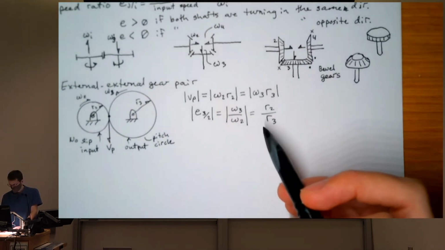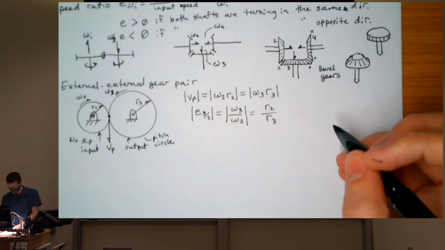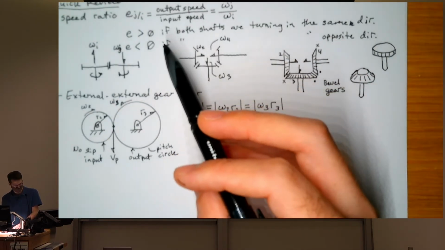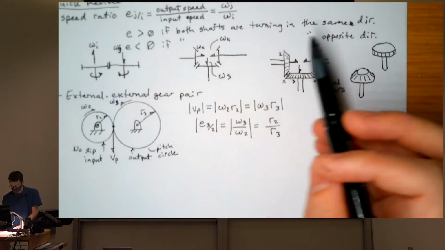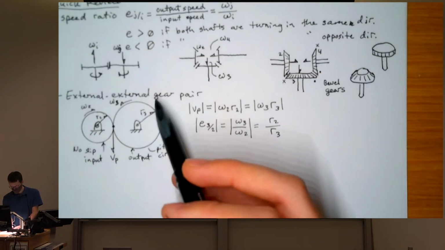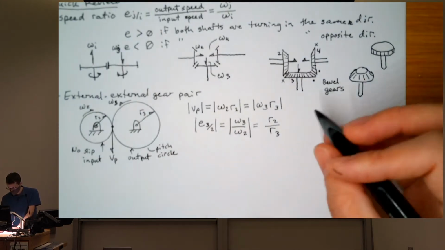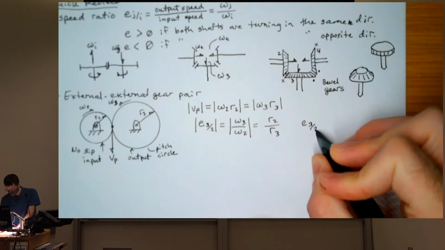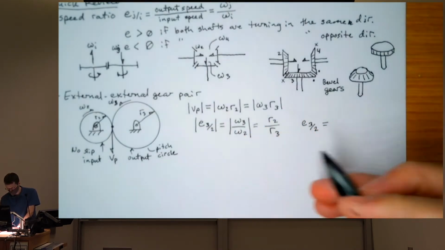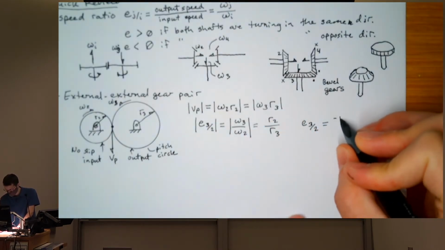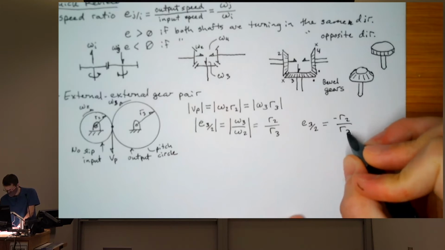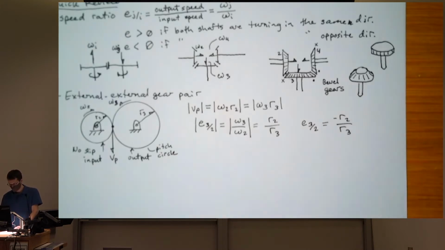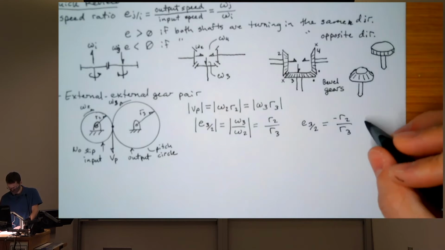So that's our speed ratio there. And usually, like I said above here, we would write it so that it's less than 0 if the shafts are turning in opposite directions, which is true in this case. They're turning in opposite directions. So we could write this as E32 without the absolute value signs is negative R2 over R3 because the shafts are turning in opposite directions.